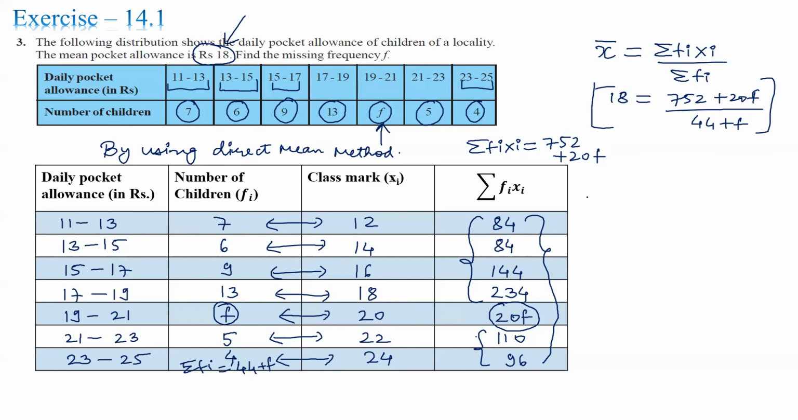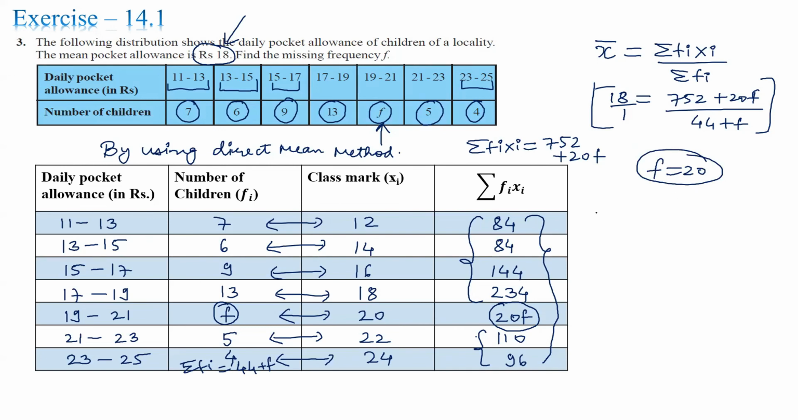Do the cross multiplication here. This is 18 upon 1. Do the cross multiplication, you will get the value of f. Tell me what is the value of f. F is equal to 20. Okay, Viraj got the answer. F is equal to 20. Others also, please calculate it. Here, just you have to do the cross multiplication.